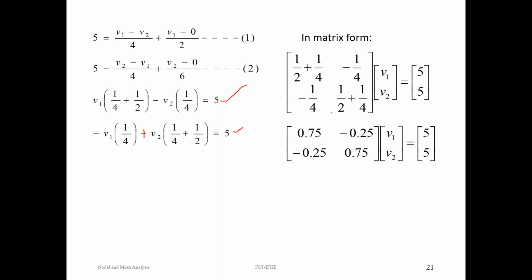Once you represent it in matrix form, AX is equal to B, then we can find the determinant of this matrix A, and then we can find delta 1 by replacing the first column with the B column matrix, and delta 2 by replacing the second column with the B column matrix. Thereby V1 is equal to delta 1 by delta, and V2 is equal to delta 2 by delta. That is Cramer's rule. You can use Cramer's rule to determine V1 is equal to 10 volts and V2 is equal to 10 volts. Apart from that, you can use your scientific calculator also to solve the two linear algebraic equations.